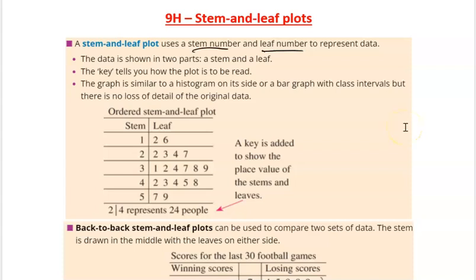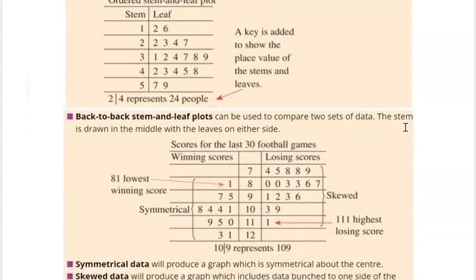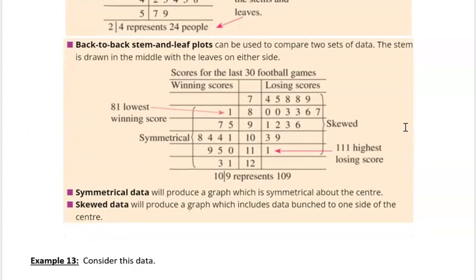The graph is similar to a histogram, right? On its side, so you kind of flip it around. It could look a bit like a histogram with class intervals, but there is no loss of detail of the original data. So we know exactly what the data is, and imagine that sideways as a histogram, like a bar graph. We can do back-to-back stem and leaf plots.